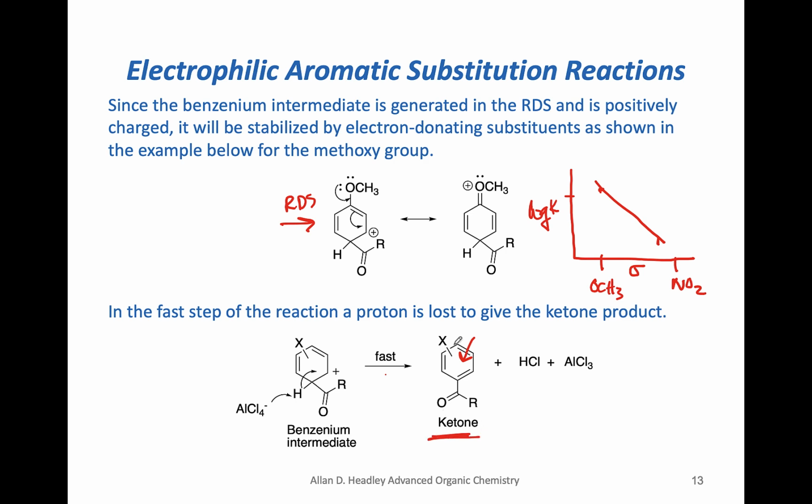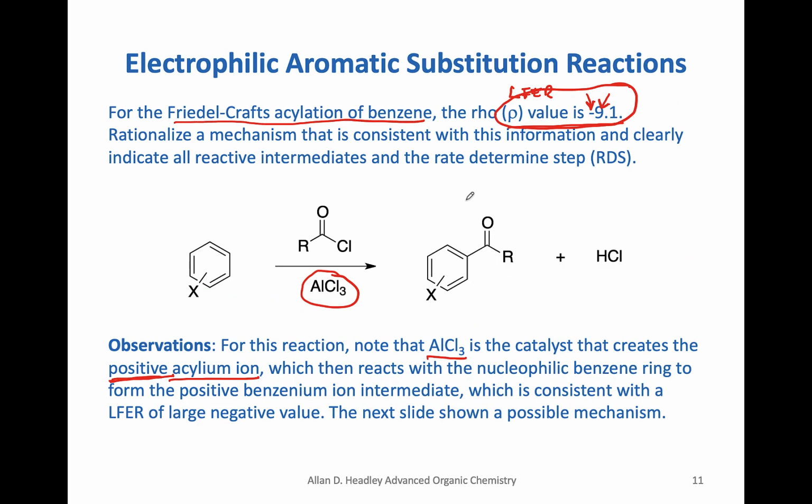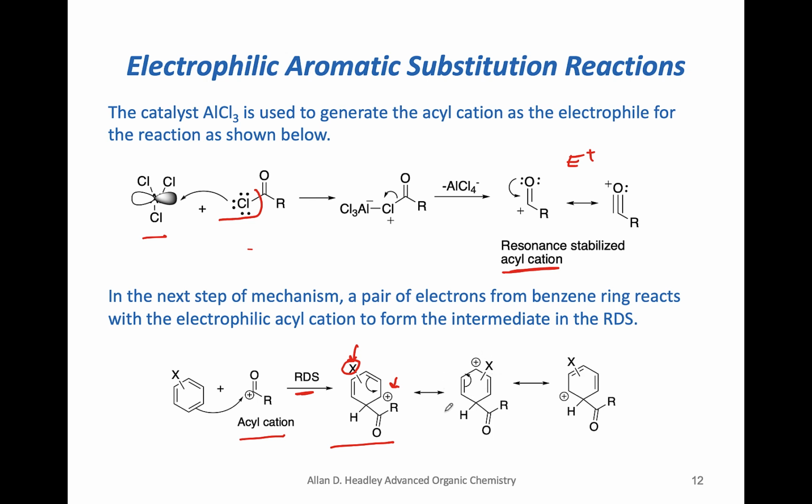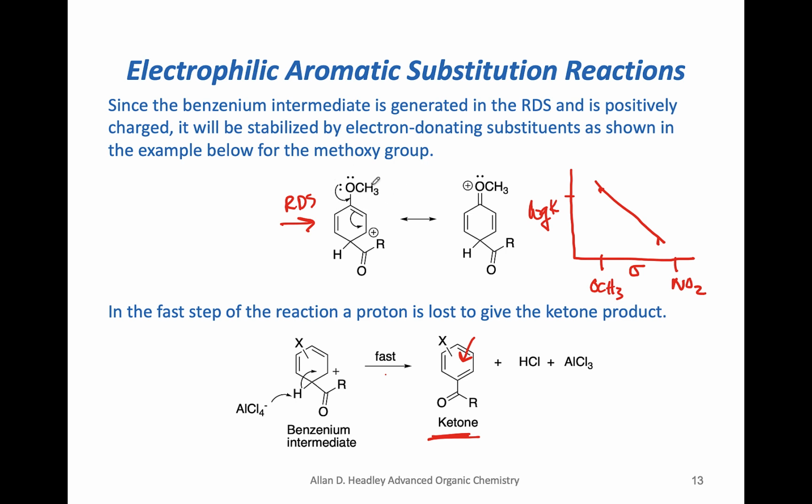So to conclude, this mechanism is consistent with this experimental observation of a negative and large rho value because the intermediate that's generated is positive, and as we've said, electron donating groups stabilize that intermediate, making for a faster reaction, and electron withdrawing groups such as NO2 destabilize this intermediate, making for a slower reaction in the RDS and slower reaction overall.